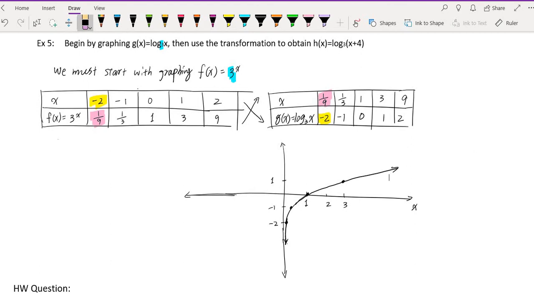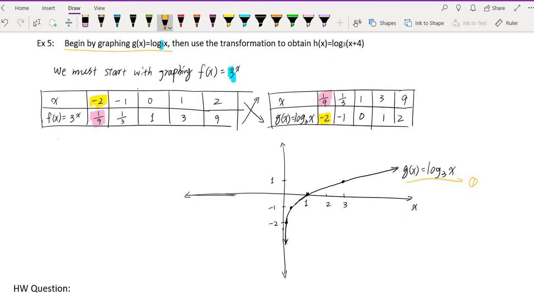So once you have this, we know this piece. Let's go ahead and write it down. So this is my g of x equal to log base 3 of x. Again, all we're doing is just following the directions. By graphing this first, we did this piece. Okay, that's step 1. Once we have this step 1, then we said use the transformation to obtain this h of x.